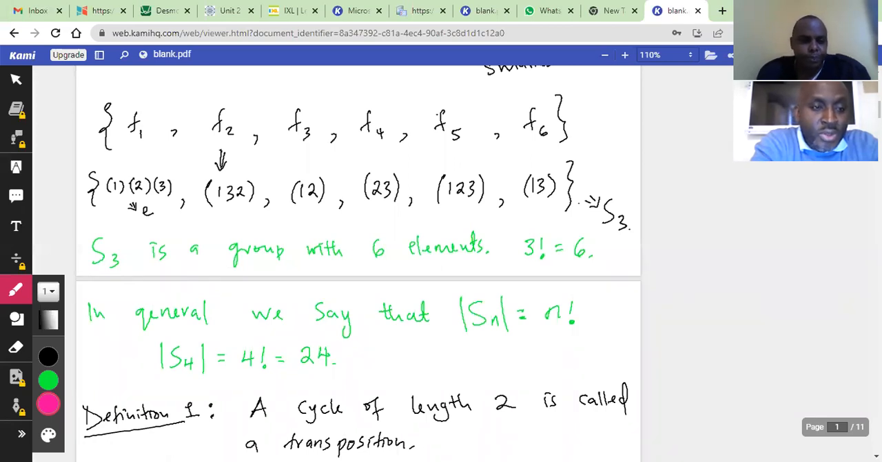S4 means that we need to have a set with 4 elements, like 1, 2, 3, 4, and do the permutation.